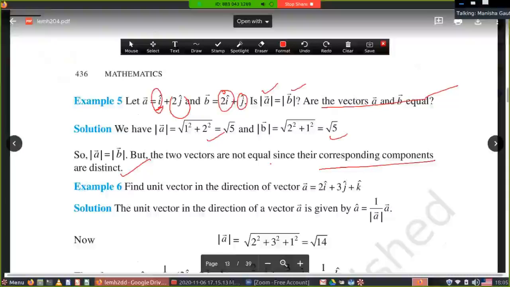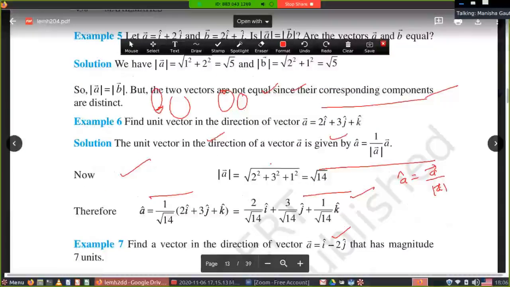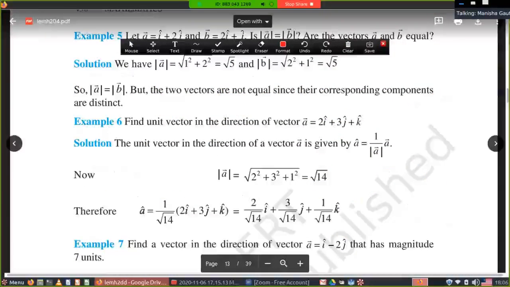Okay. Now how to find the unit vector of a given vector? I just told you the formula. The unit vector can be calculated by dividing the vector by its magnitude. Now calculate the magnitude of this vector, that is root 14. Divide the given vector by root 14. You will get the new vector, which is known as A cap.